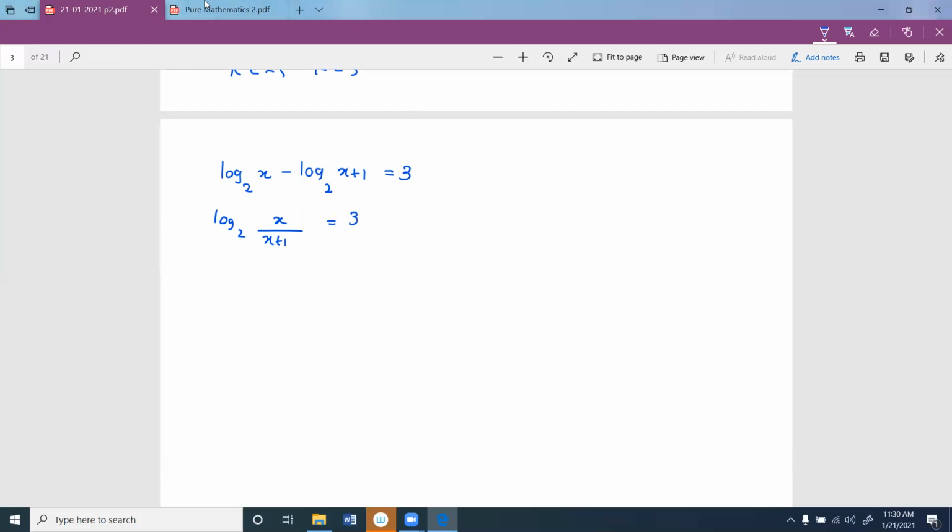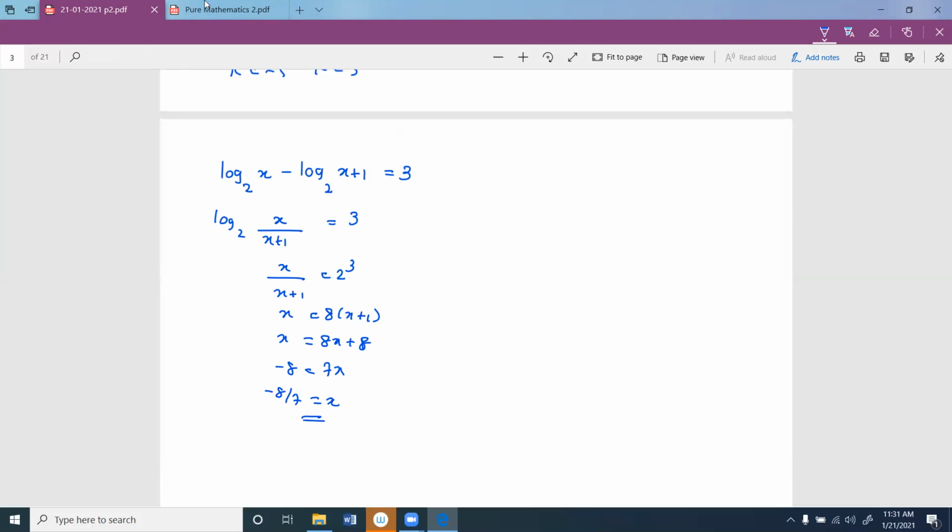Then we know that if log base 2 of some expression equals 3, you can say x over x plus 1 is equal to 2 to the power 3. That's a fact we learned in our previous theory. So you can say x is equal to 8 times (x plus 1), by first multiplying. So x equals 8x plus 8. Therefore, 7x equals minus 8, x becomes minus 8 over 7. That's a way of getting this answer.